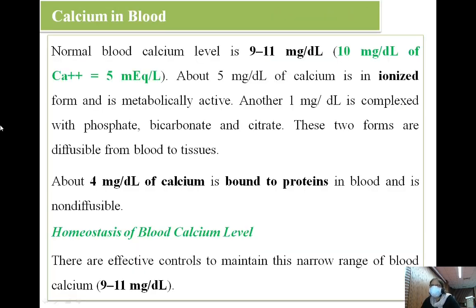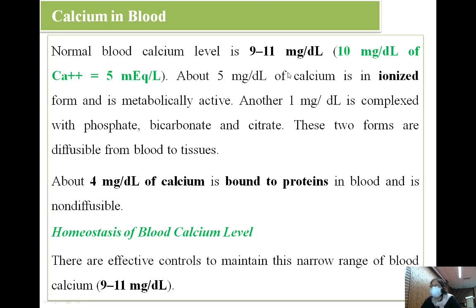Calcium in blood. Normal blood calcium is 9 to 11 milligram per dl. This is the total calcium, not ionized. Remember, 10 milligram per dl of calcium ion is equal to 5 milliequivalent per liter.